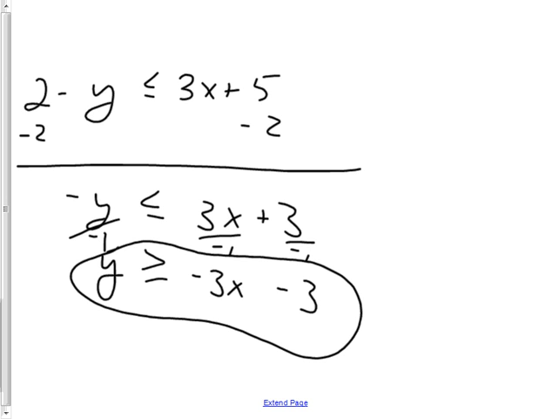And that will, of course, affect which way you shade it. So now, on this problem, since it says greater than, I would shade above the line that I drew. All right, that's all I got for you.